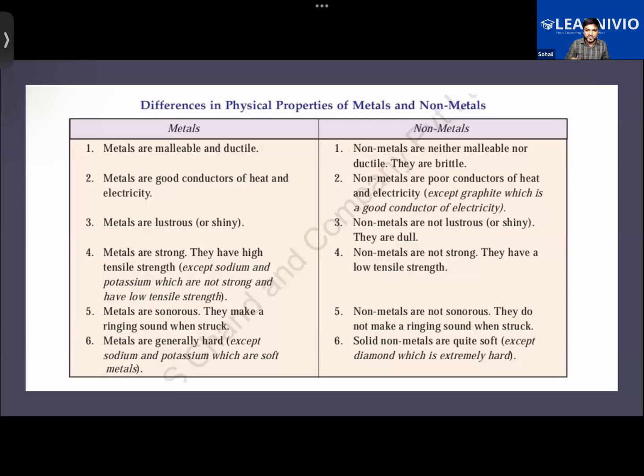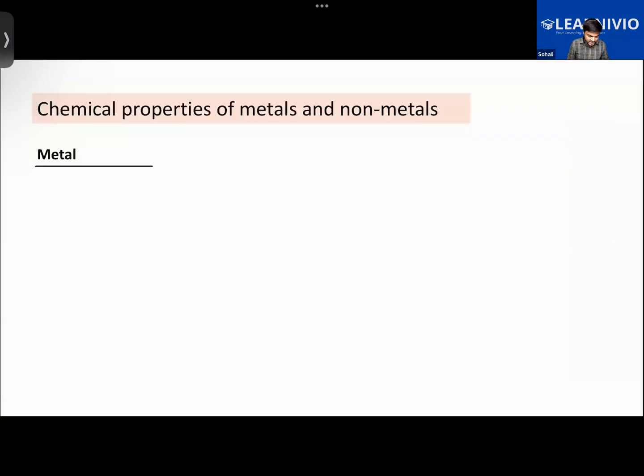In the case of non-metals, they are neither malleable nor ductile. Instead, they are brittle. They are poor conductors of both heat and electricity. We have the exception of graphite, which is a good conductor of electricity. Non-metals are dull in appearance. They are not as strong and they have a low tensile strength, meaning that if you were to pull it, it will break. They are not sonorous. They are not going to produce any sound upon being struck. They are quite soft also. All the non-metals are soft except for diamond, which is extremely hard.